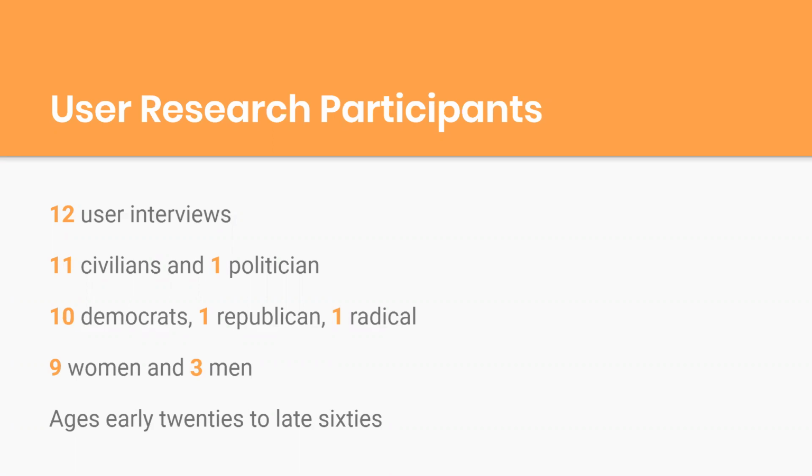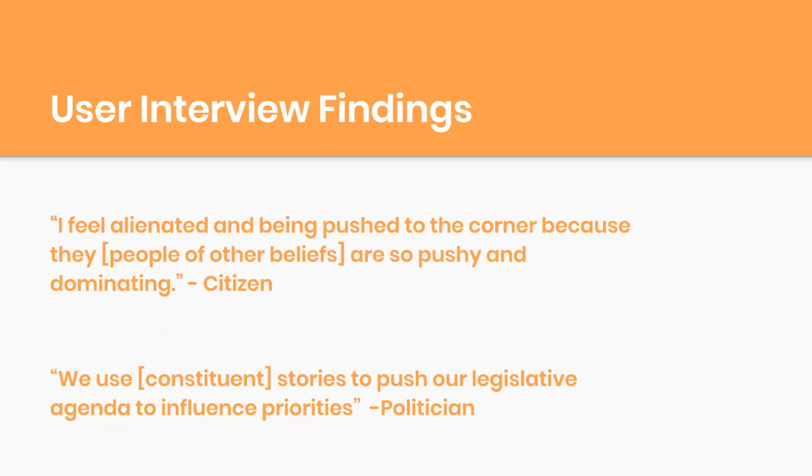We aimed to interview individuals with a variety of political identities. We found that citizens felt alienated by people whose political opinions differed from their own. They avoided discussing important issues for fear of arguments, even though they had common hopes and fears around these issues. Politicians used stories and data from their constituents to prioritize which agendas and legislation were addressed and advocated for.